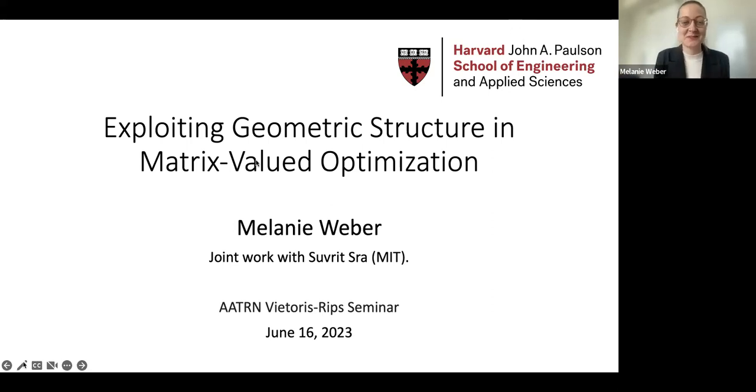As was just said, and as the title of my slide indicates, we're going to talk about matrix-valued optimization, and particularly taking a geometric perspective on this problem. All the work that I'll be talking about today is joint work with Suvrit Sra, who's a professor at MIT.